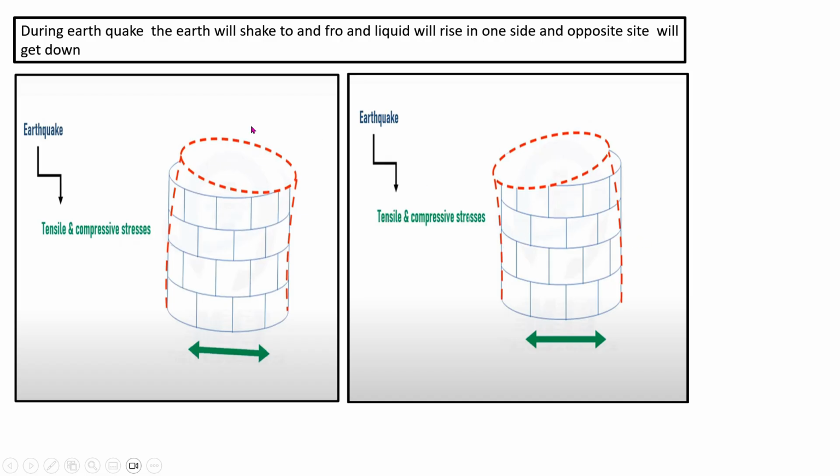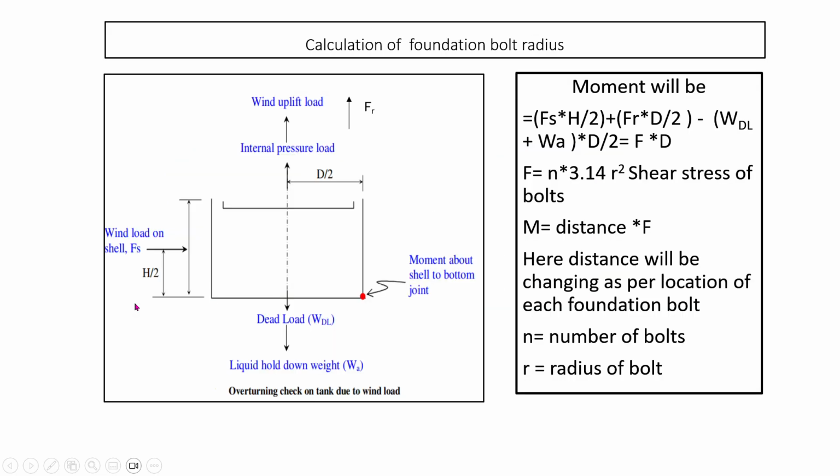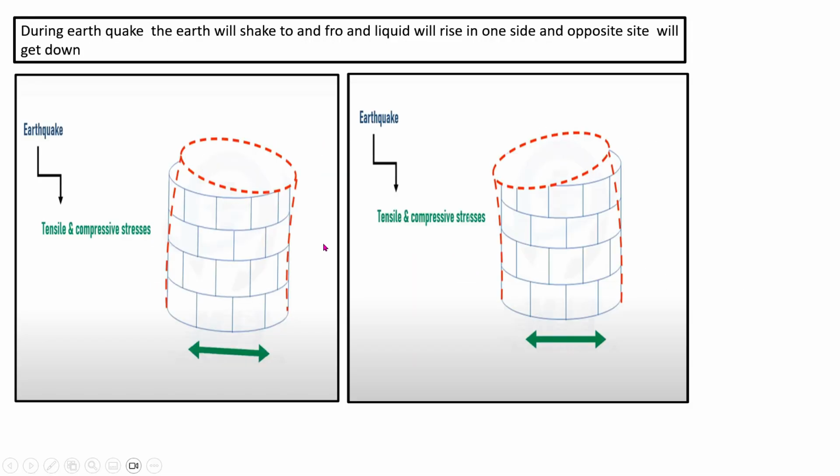Not only that, the fluid also moves upward on one side when moving, and downward on the other side. Due to that, the shear stress and the moment are also going to change. Earlier we explained this picture for when the liquid is at the same level. But when the liquid is not at the same level, this side liquid will move up and this side will move down, so your moment will also change, and accordingly you have to rigorously calculate the strength of the foundation bolt.